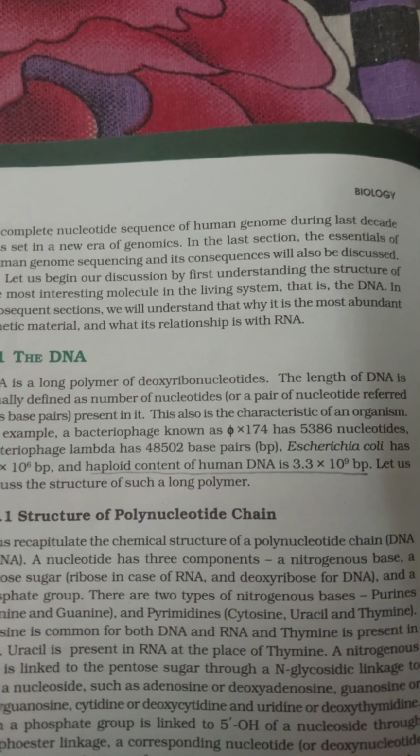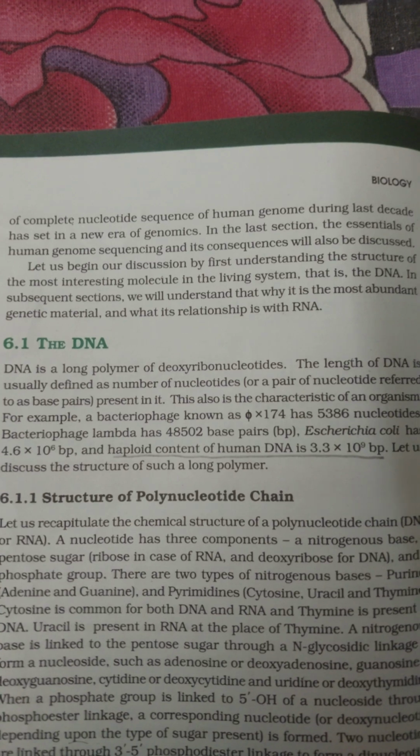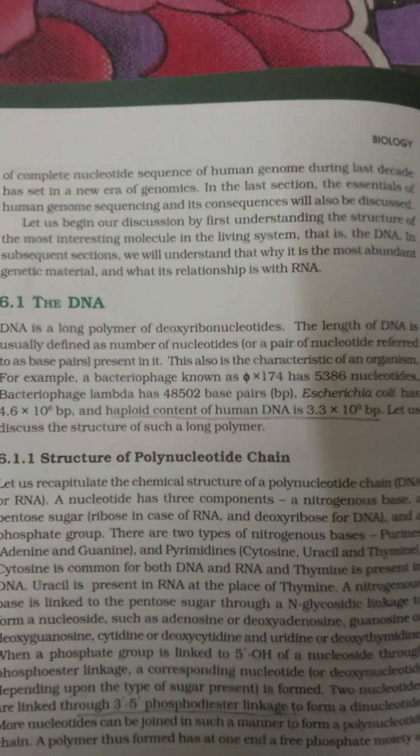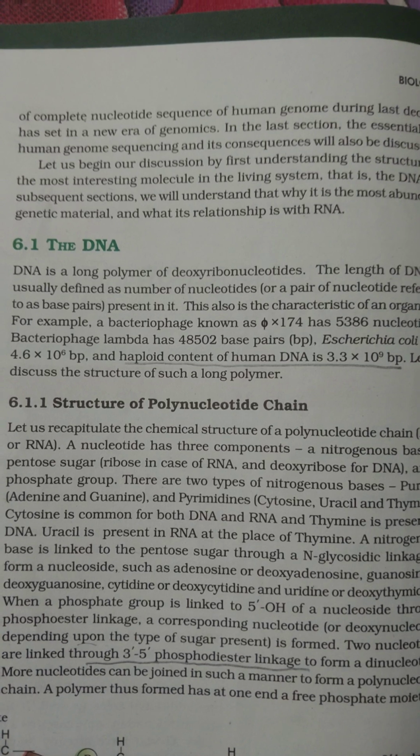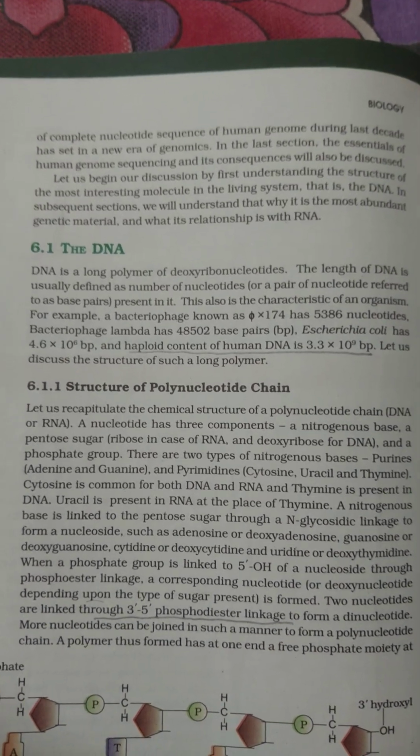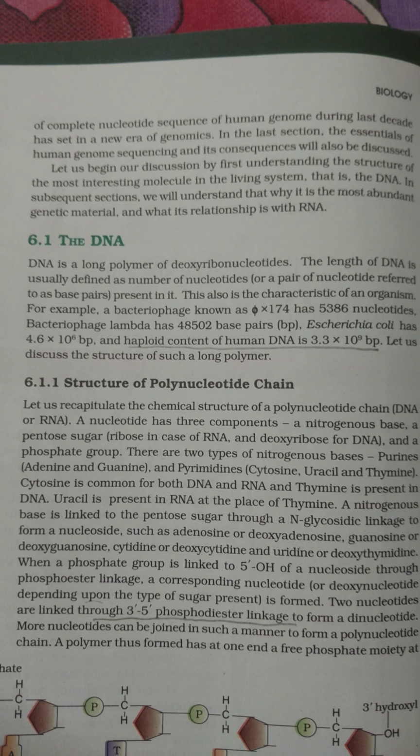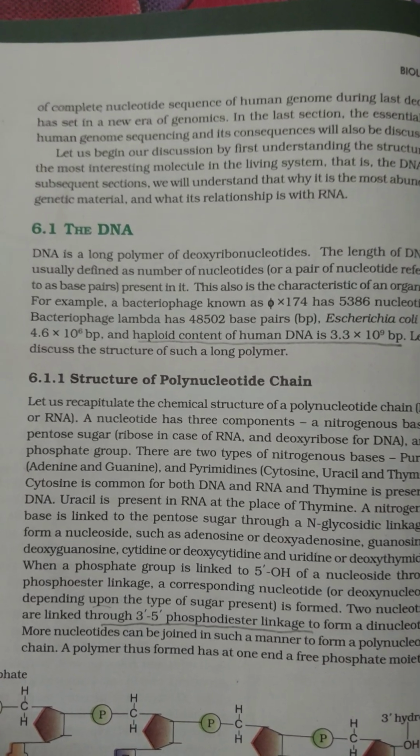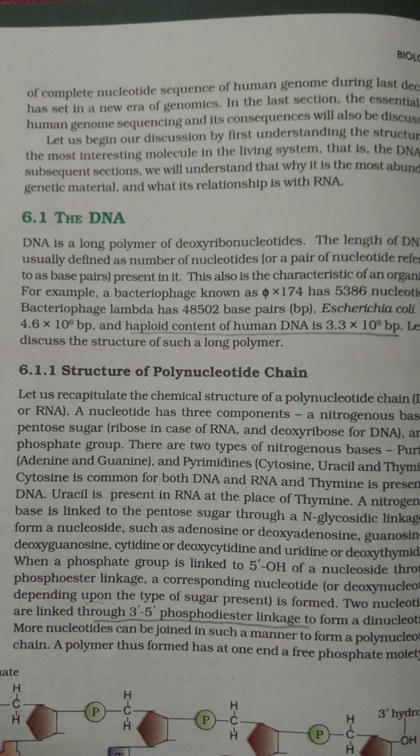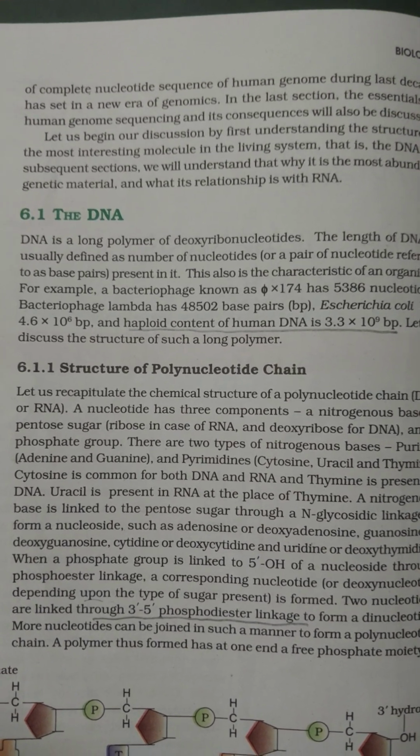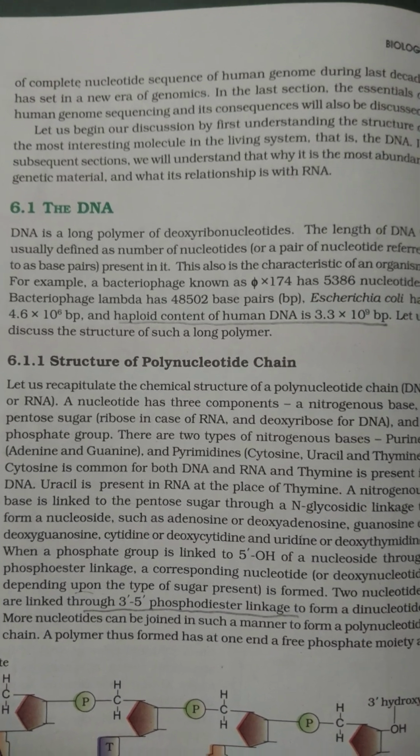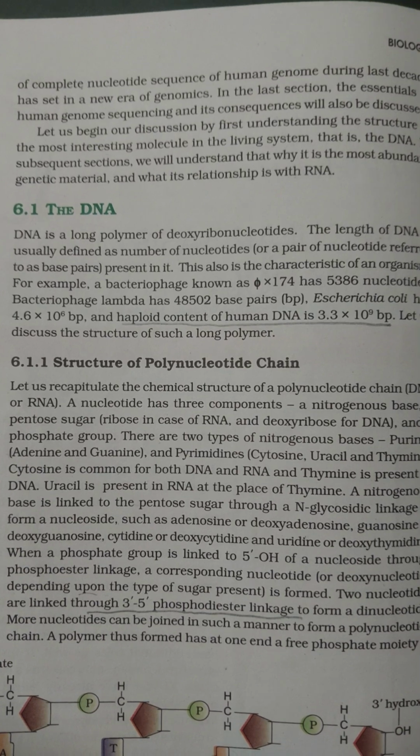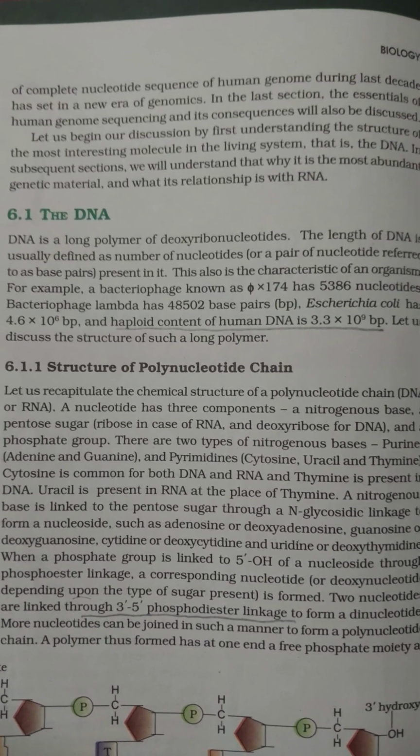This also is a characteristic of an organism. For example, a bacteriophage known as phi X 174 has 5386 nucleotides. Bacteriophage lambda has 48,502 base pairs, BP in short form. Escherichia coli has 4.6 into 10 raised to power 6 BP, and the haploid content of human DNA is 3.3 into 10 raised to power 9 BP.